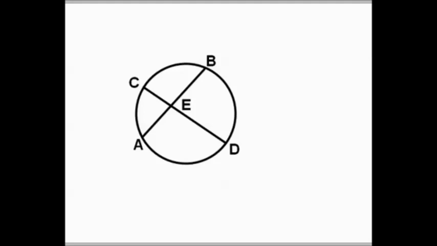I'm going to take our chords and I'm going to connect from C to A and from B to D, and do you see what kind of shapes that I've made? That's right. 2 triangles, a triangle here and a triangle here. Let's mark some things we know about these 2 triangles. What do you know about these 2 triangles?